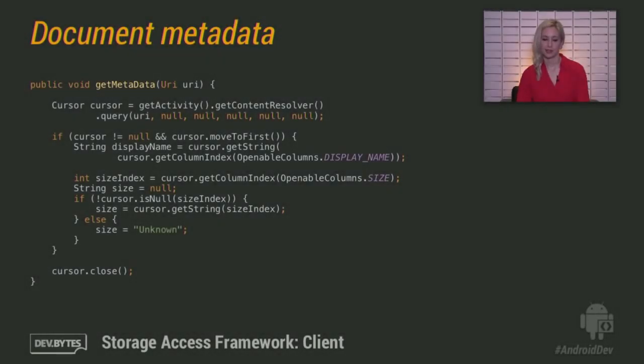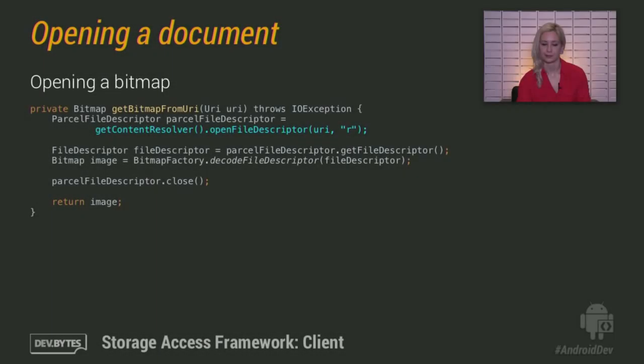And this might look familiar too. With a URI, we can get metadata about the image. Here, this query applies to only one document, and we want all the rows, so that's what all those nulls are for. Here I'm getting its display name. Note that this is not the same as its file name, and its size. You can't count on getting a reliable size for a document because it might be stored remotely, for example, so always check that it isn't null before you try and get the size.